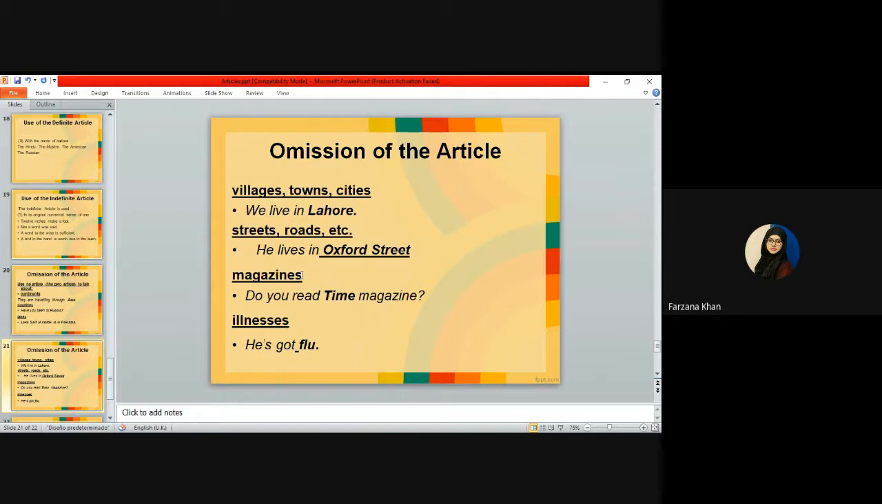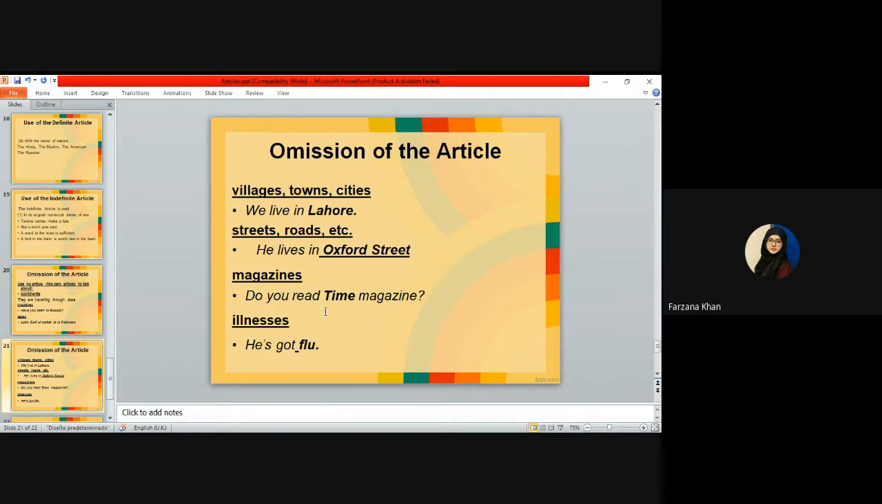Magazines. Definitely, there is a need to omit the use of articles with the names of magazines. If it's the news, the name already has a definite article added, right? So you will use it as it is. But while writing or speaking, you yourself don't need to add an article with the names of magazines.